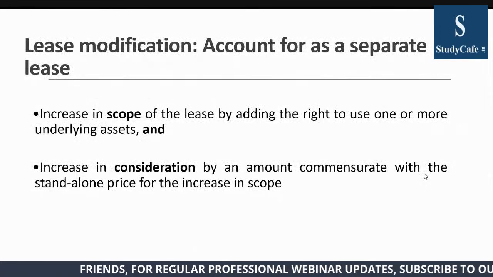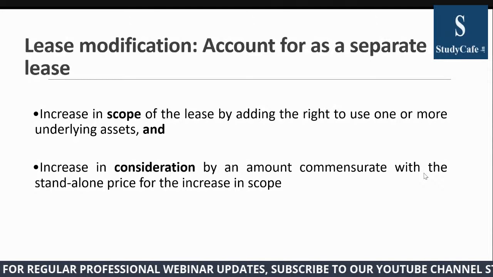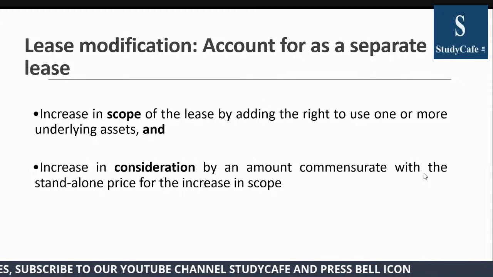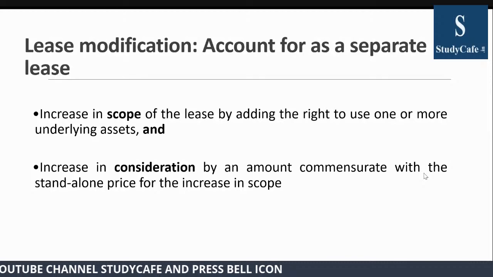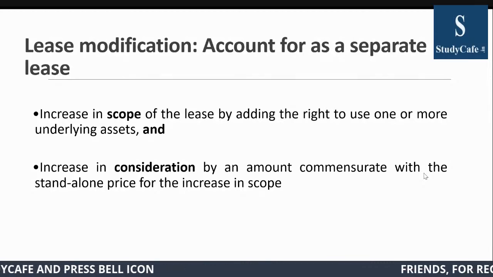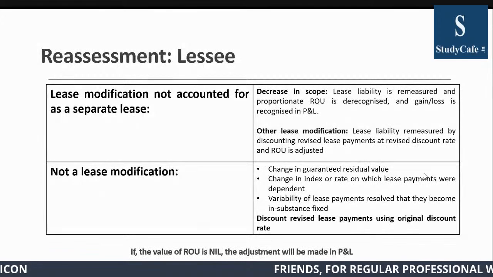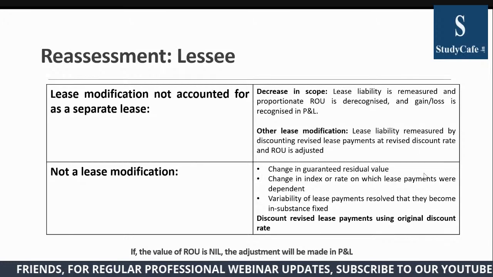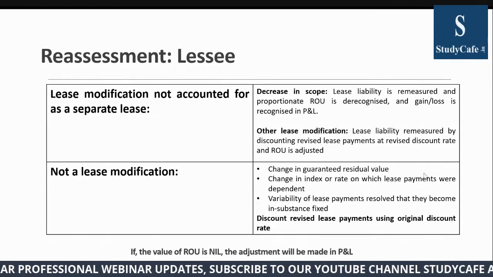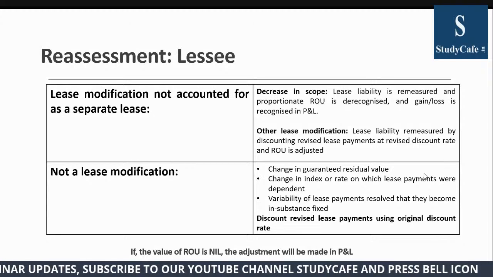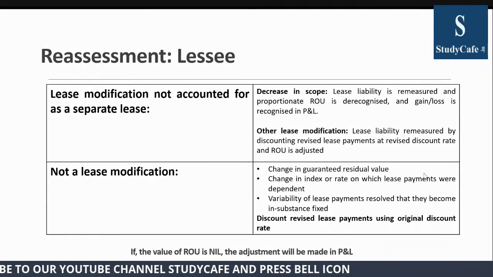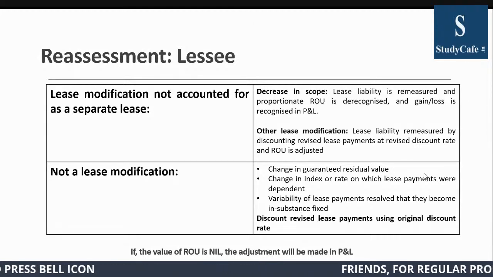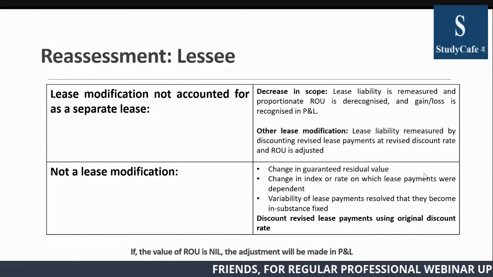Great. So we now understand that a lease modification that results in an increase in scope and a corresponding increase in consideration, which is commensurate with the standalone price of the increase in scope, will be accounted for as a separate lease. But what happens for other lease modifications? If there is any other kind of lease modification that cannot be accounted for as a separate lease, it will be accounted for by reassessing the lease liability, right? When we talk about the lessee, the lessee will reassess the lease liability by calculating a revised lease liability.